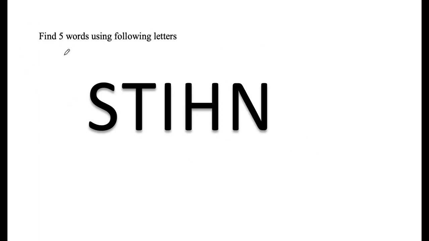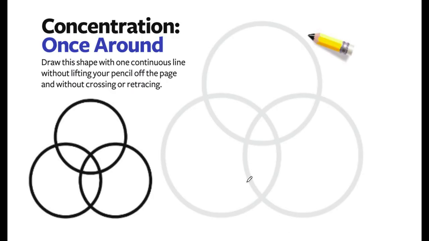Use the following letters to make 5 words. Again, this problem also requires some kind of trial and error. And here's another problem. For your trial and error approach, you can draw, and this is the shape that you can replicate. Here's the guideline. Draw this shape with one continuous line without lifting your pencil off the page and without crossing or retracing.